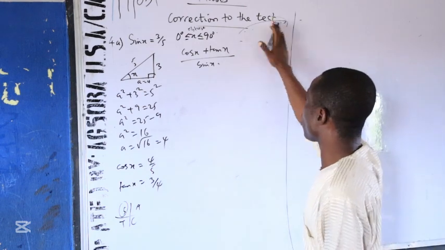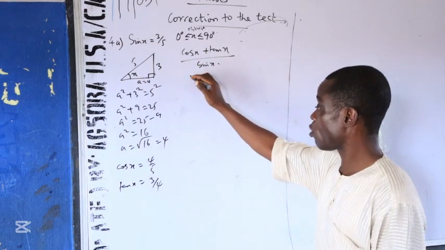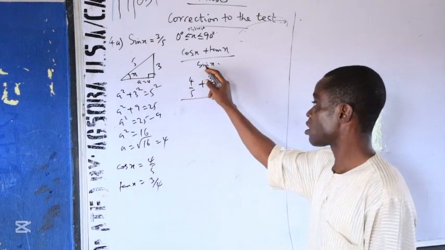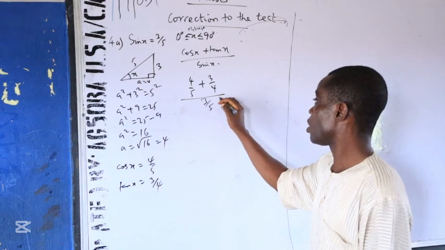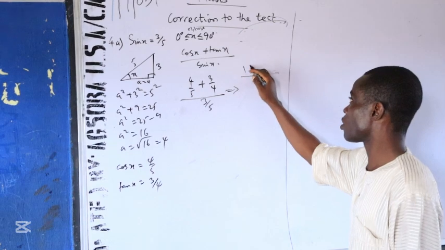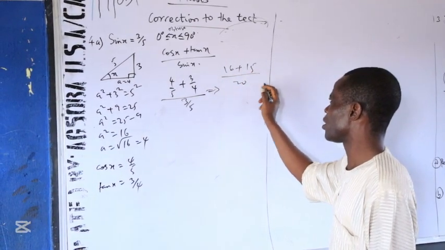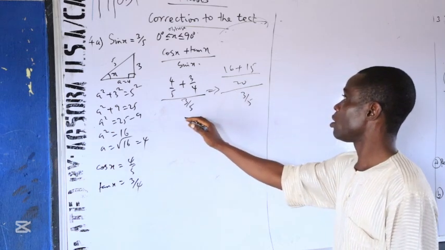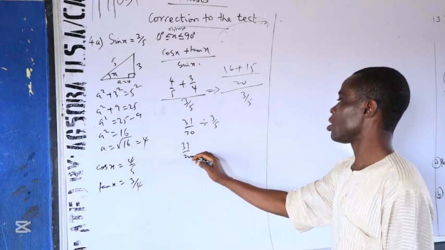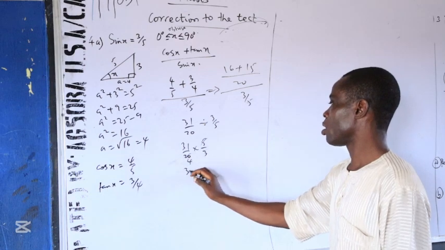So that is it. In this case, we now do the substitution. What is cos? 4/5. Tan, 3/4. All over sin, 3/5. Then you solve. The LCM is 20. 5 into 20 is 4, 4 times 4 is 16. 4 into 20 is 5, 5 times 3 is 15. Okay? Alright. All over 3/5. Then 31/20 divided by 3/5. 31/20 times 5/3. 5 here and 5 here, 4. You have 31 all over 12.